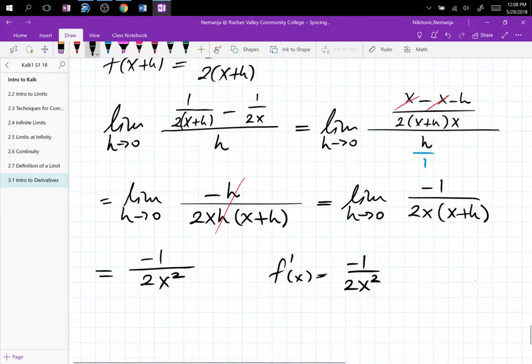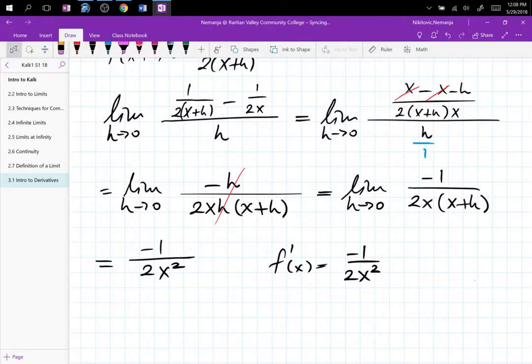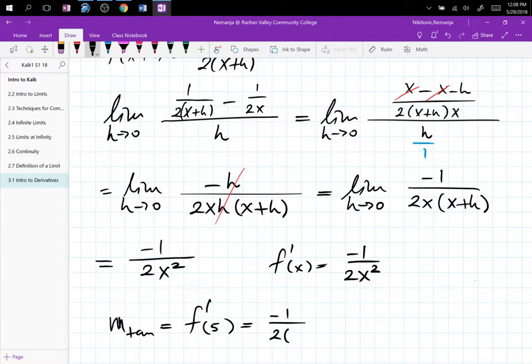Now we wanted to compute this at 5. Not a problem. The slope of the tangent line is going to be computed at 5 in this case, so that's negative 1 over 2 times 5 squared, which is negative 1 over 50. So the slope of the tangent line is negative 1 over 50.